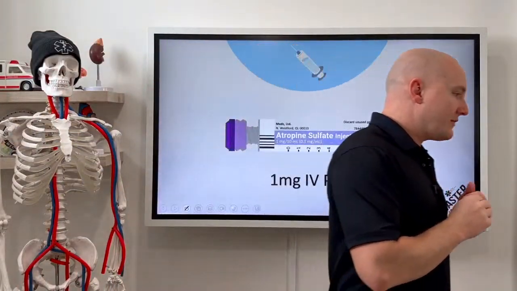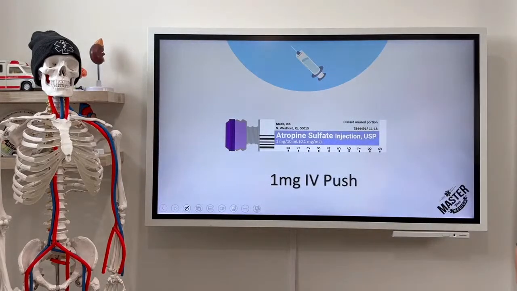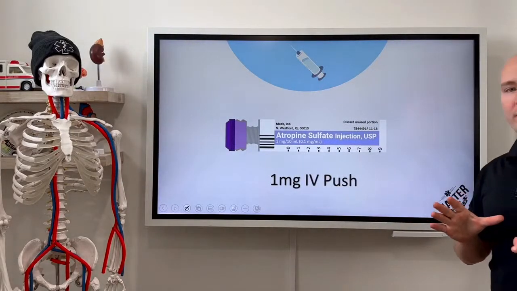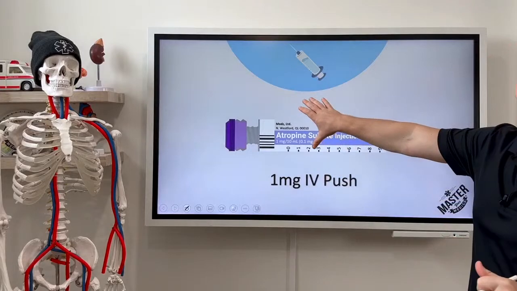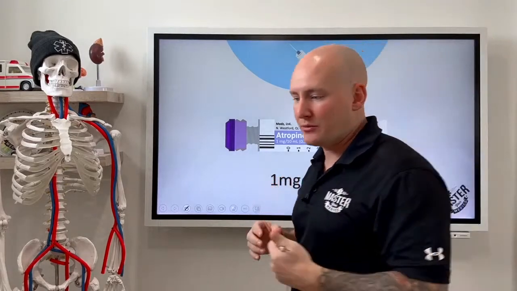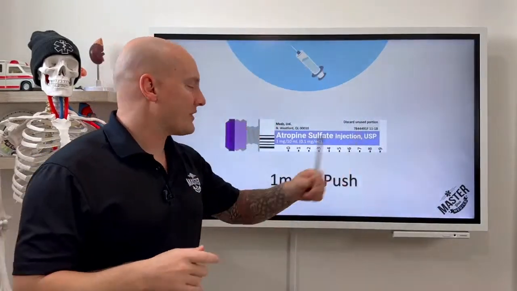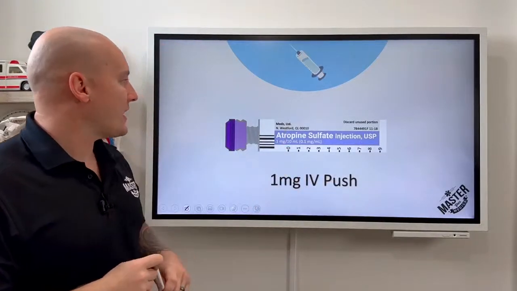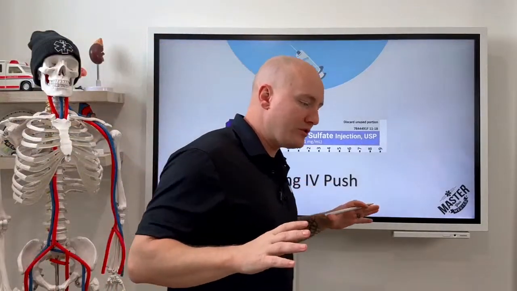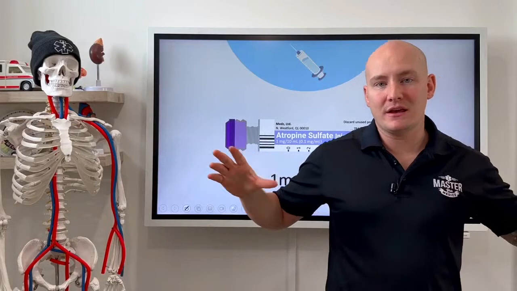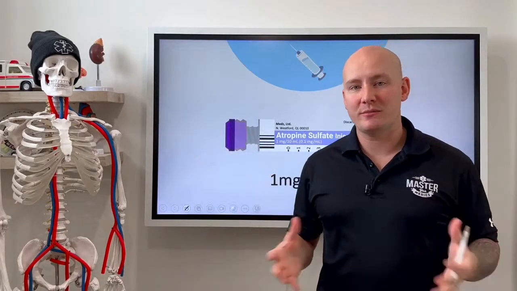So first and foremost, one of the first medications you're going to see on most bradycardia algorithms is atropine. And the dose now from an ACLS perspective is 1 milligram IV push. And so this atropine, what it does is it's going to stimulate the SA node and the AV node.